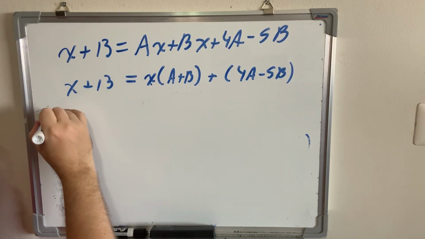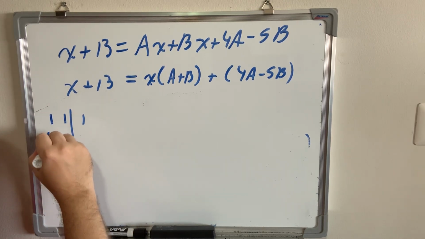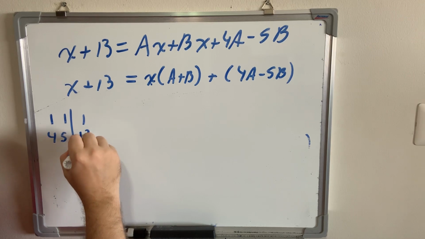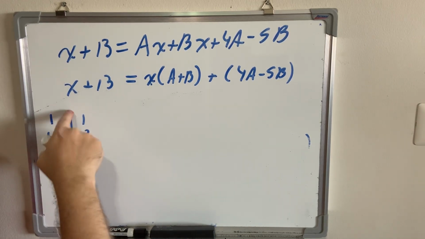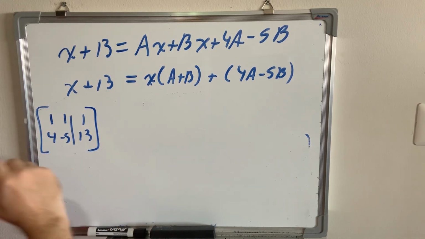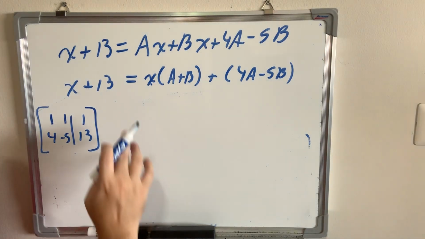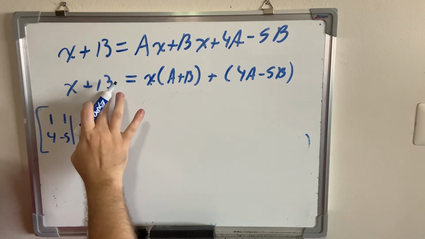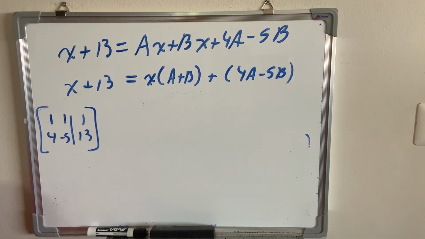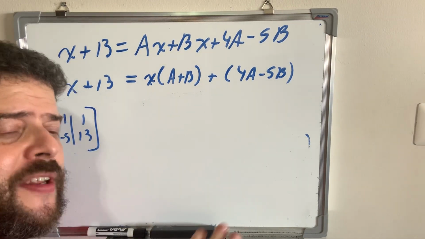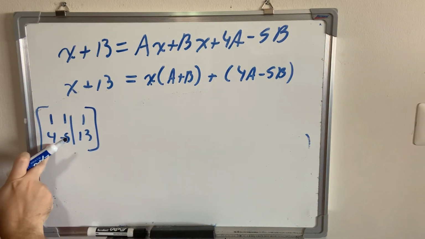So again, I have 1, 1 equals 1, 4, negative 5 equals 13. That is my augmented matrix. And again, the first one will give me the A value, which is the first term. The second term will give me the B value, which is the constant term. We're going to do both Gaussian and Cramer's, and you'll see you'll get the exact same results. So to use Gaussian, I want to get rid of this 4.